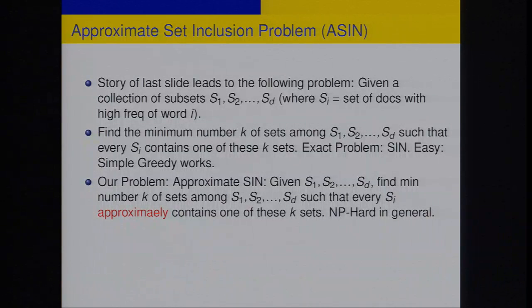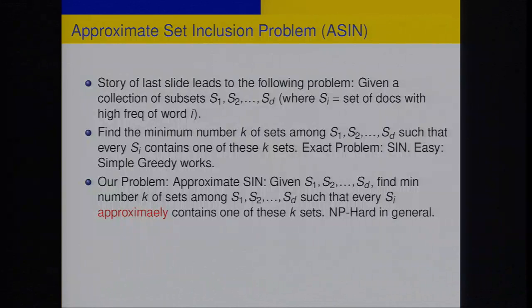D is the number of words in the dictionary. Each word in the dictionary gives you one S, which is the set of documents which have high frequency in that word. High is defined in a particular way, which I didn't define here.